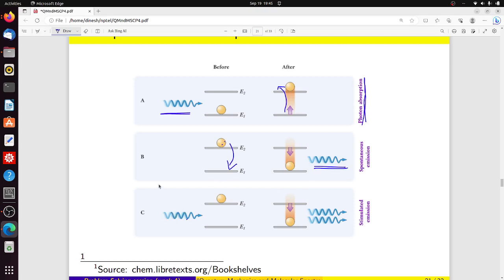Now in the third case, there is a radiation background, so this radiation will come and stimulate the electron in the excited state and make it jump to the ground state. The jumping of this particle to the ground state will emit one photon, and there is already one photon which is stimulating this process, so there will be two photons outgoing for this stimulated emission. This is the difference between these three processes. Okay, any questions on this?